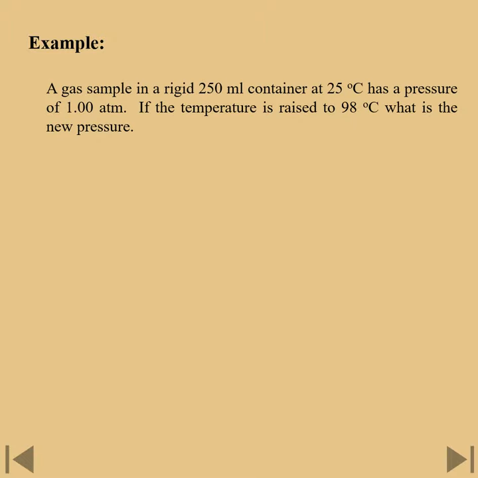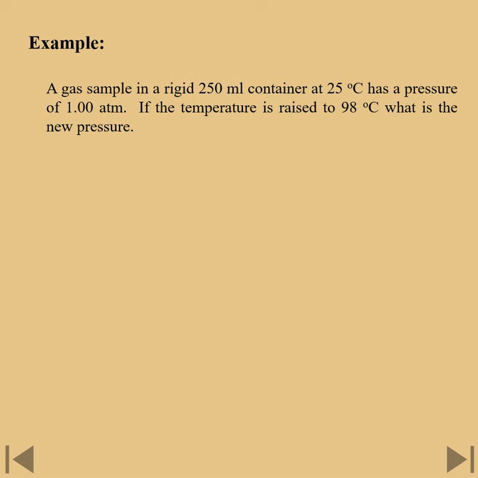Let's do an example. A gas sample in a rigid container. Rigid means the volume isn't changing. Flexible means that it could change. Rigid is not. At 25 degrees C has a pressure of 1 atmosphere. If the temperature is raised to 98 degrees C, what is the new pressure?